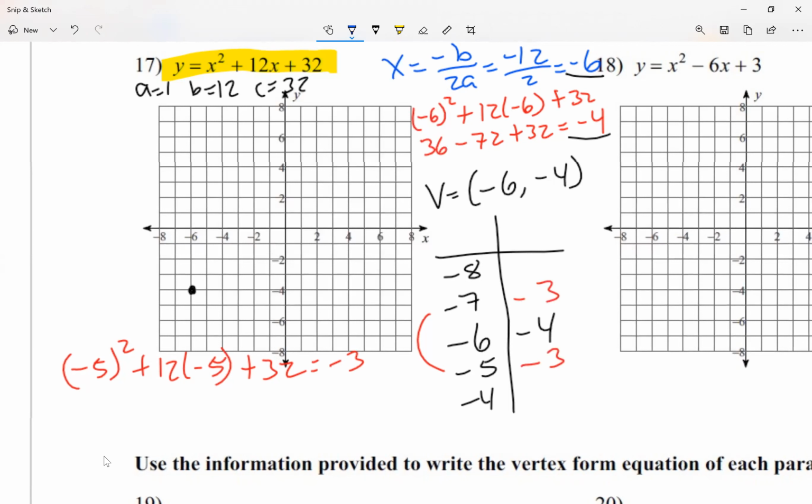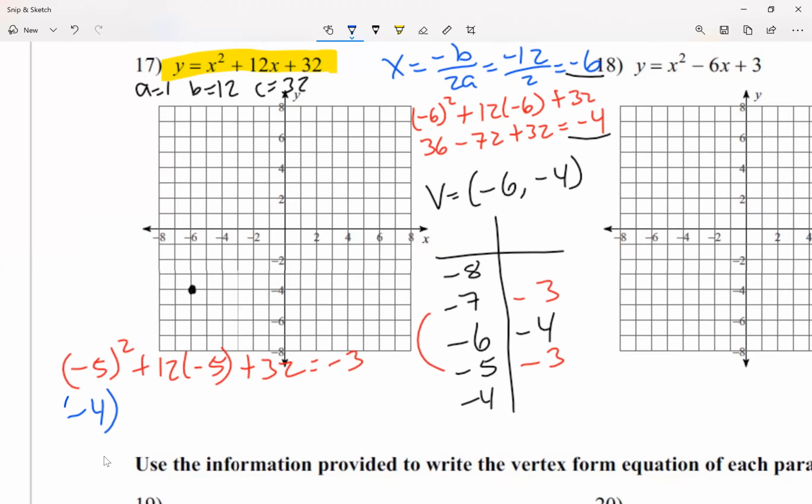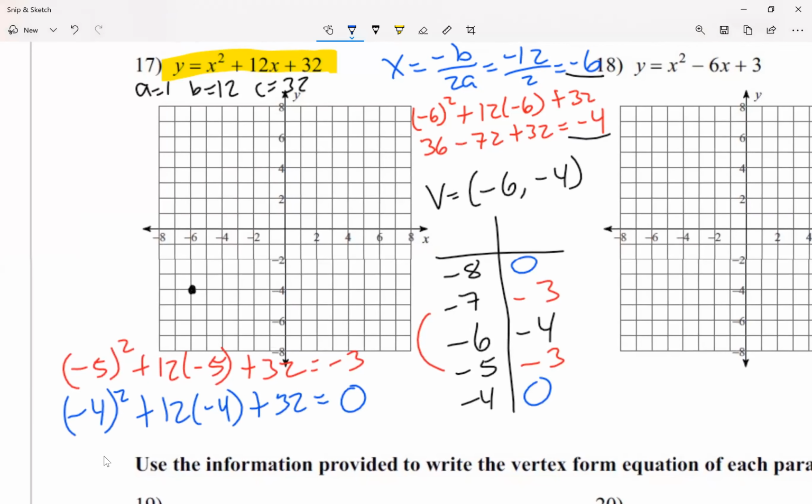Let me get 2 more points. I'm going to use the equation. For x, I could either use -8 or -4. I'm going to use -4. So -4 squared plus 12 times a -4 plus 32. 16 minus 48 plus 32 is 0. Okay, so the y value here is 0 and the y value here is 0. Cool, I have 5 points. Should be able to graph this now.